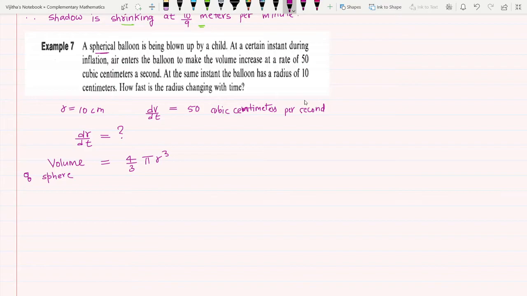Now if you differentiate this with respect to t, suppose we denote the volume by V, LHS becomes dV by dt, equal to 4 by 3 pi, which is a constant, and the derivative of r cube is 3 r square dr by dt.